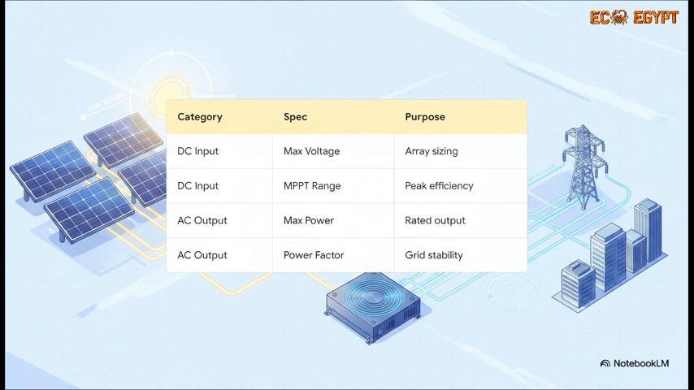On the DC input side, you've got the max voltage, which dictates exactly how many panels you can string together safely. Then there's the MPPT, or maximum power point tracking range. That is the sweet spot where the inverter operates at peak efficiency. Flip over to the AC output side, and we're looking at max power and the power factor, which the inverter can actively adjust to make sure the local power grid stays nice and stable.